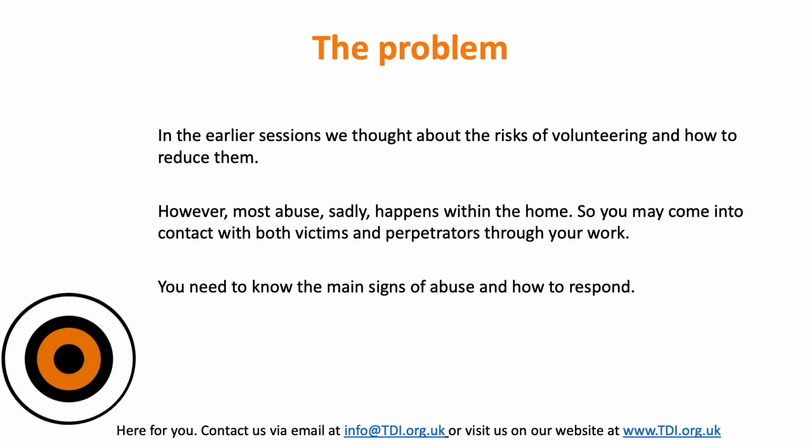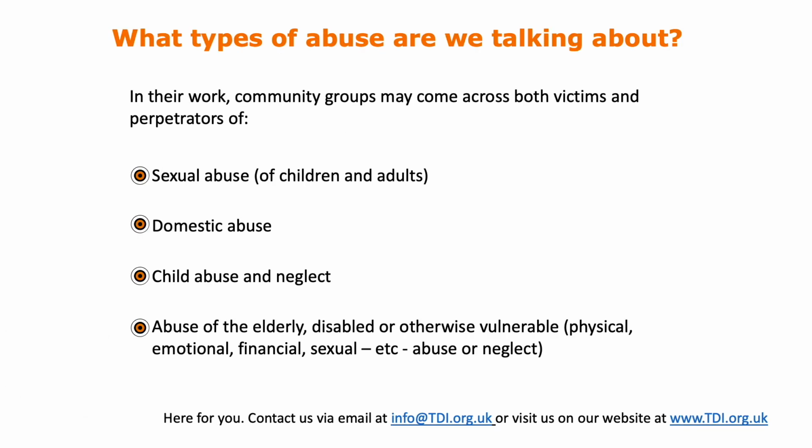In the earlier sessions, we thought about the risks of volunteering and how to reduce them. However, most abuse, sadly, happens within the home. So you may come into contact with both victims and perpetrators through your work. You need to know the main signs of abuse and how to respond. What types of abuse are we talking about?